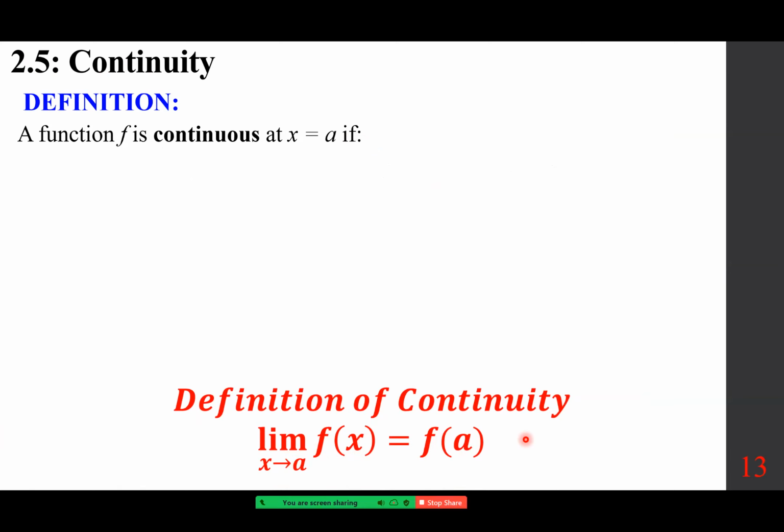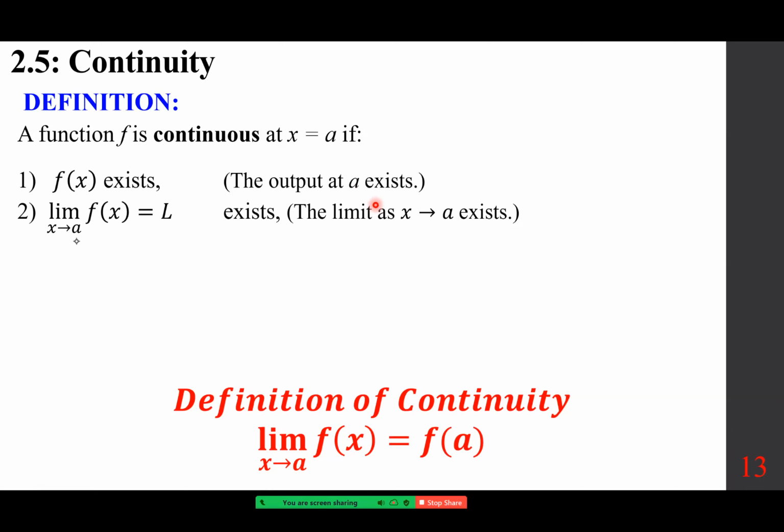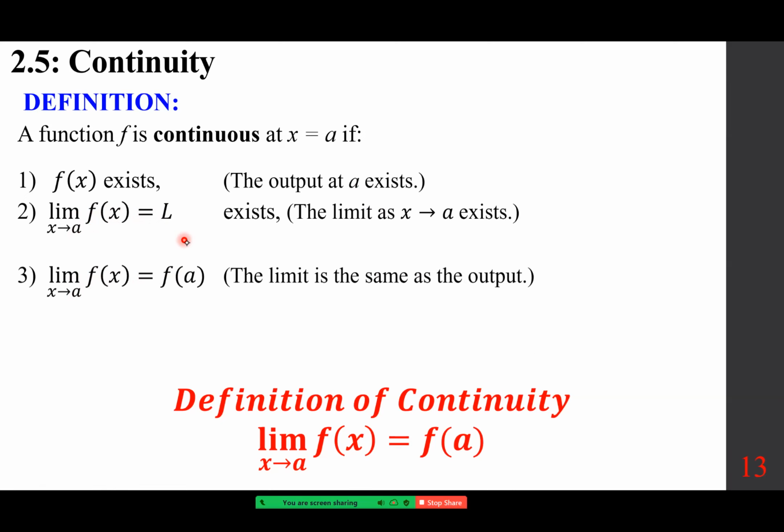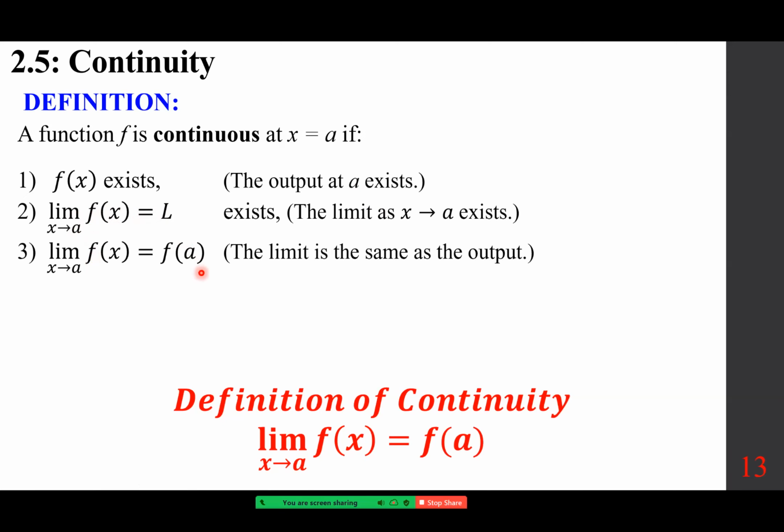What does it mean? Number one, f of x exists, which is the output at a. Number two, the limit of f of x as x approaches a equals L, meaning one-sided limits are identical. Number three, the limit of f of x equals f of a, meaning the limit value and the output are identical. If so, the function is continuous at a.